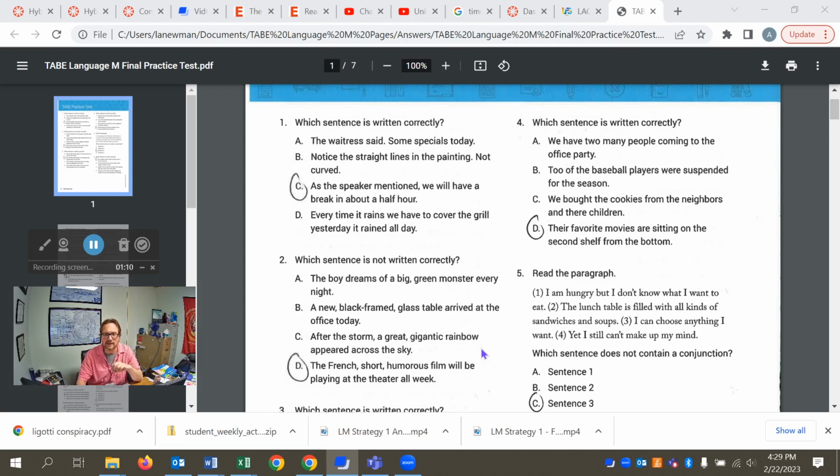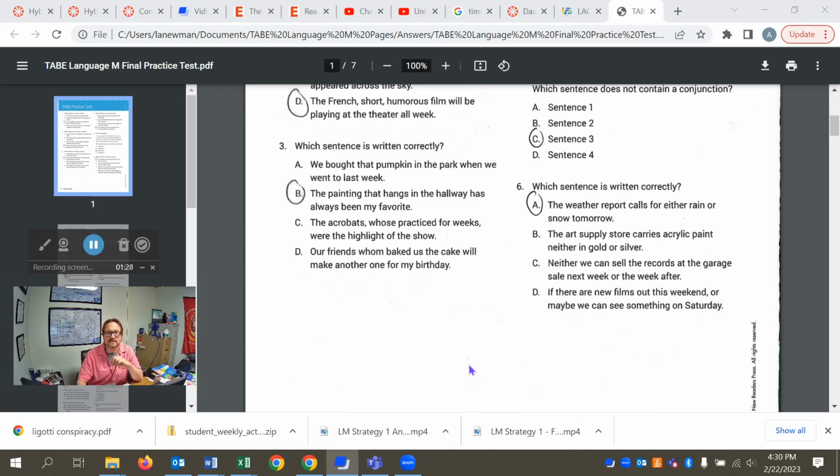Okay, number two, it's the opposite challenge. Which sentence is not written correctly? And it is D, and this has to do with adjective order. French should come as the last adjective before film. We've got some things out of order here.